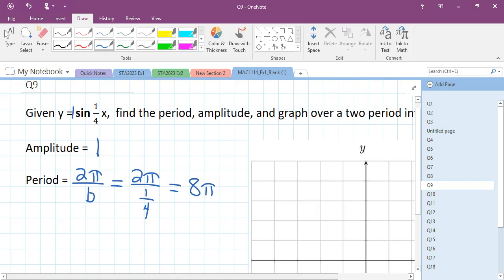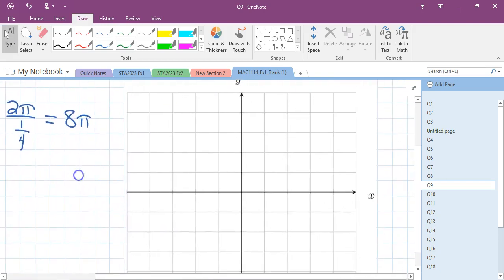Are we moving up or down? No. Do we have a phase shift? No. So this is basically just a sine graph that we made longer. So let's just talk about our sine graph, and let's do this.